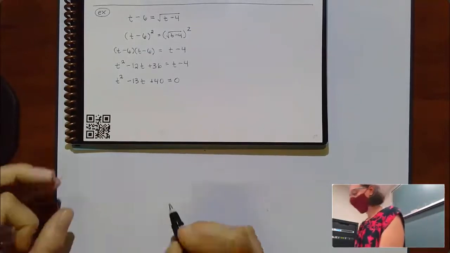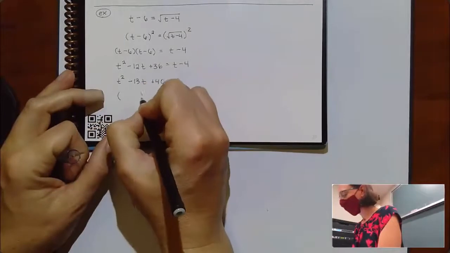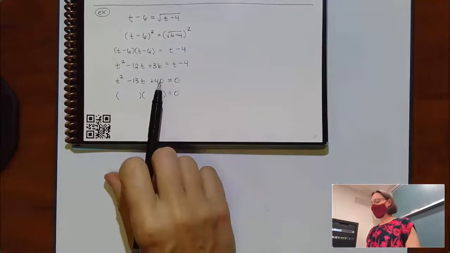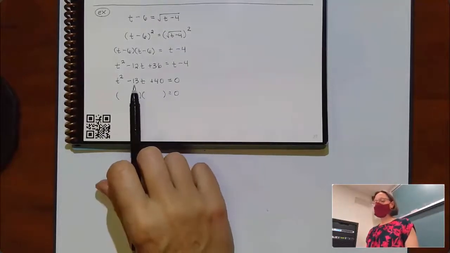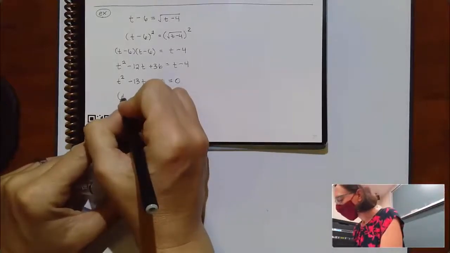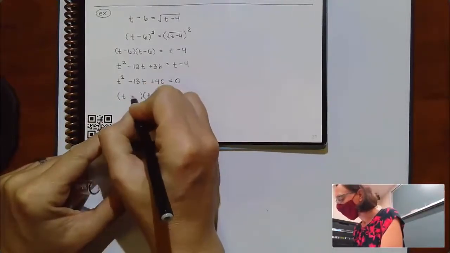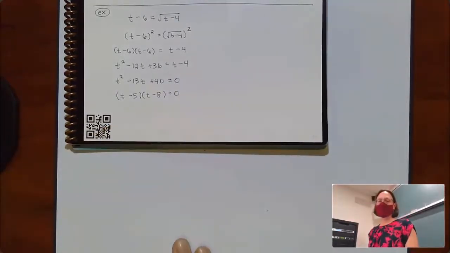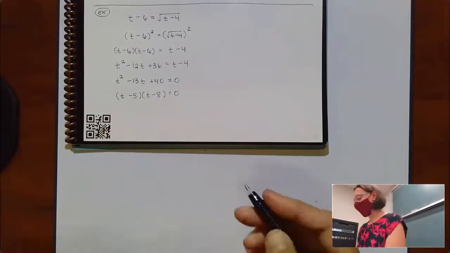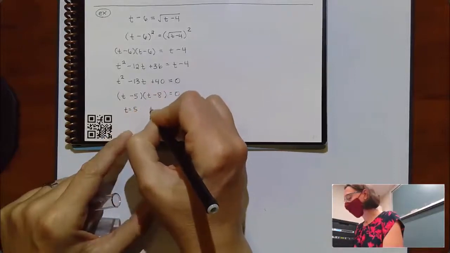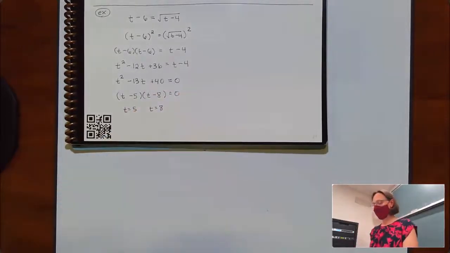And now I'm thinking, okay, I need two numbers that multiply to be 40 and add up to negative 13. And I think we're good to go because I think a negative 5 and a negative 8 are going to do it. Which means it looks like we have two solutions this time. We would have that t was equal to 5 or that t was equal to 8.